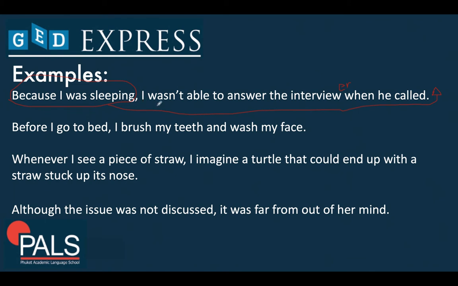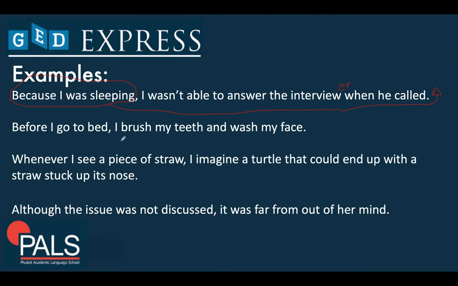Instead of this being here, as in, I wasn't able to answer the interviewer when he called because I was sleeping. That's another way to do it, and then you won't need a comma there anymore because this "because" would be here: I wasn't able to answer the interviewer when he called because I was sleeping.